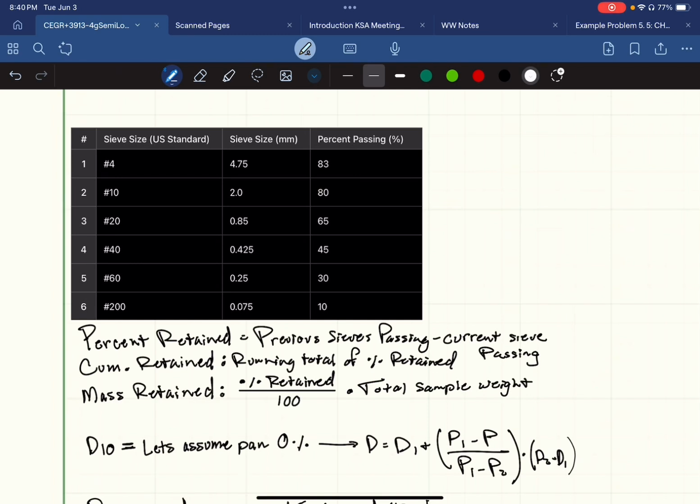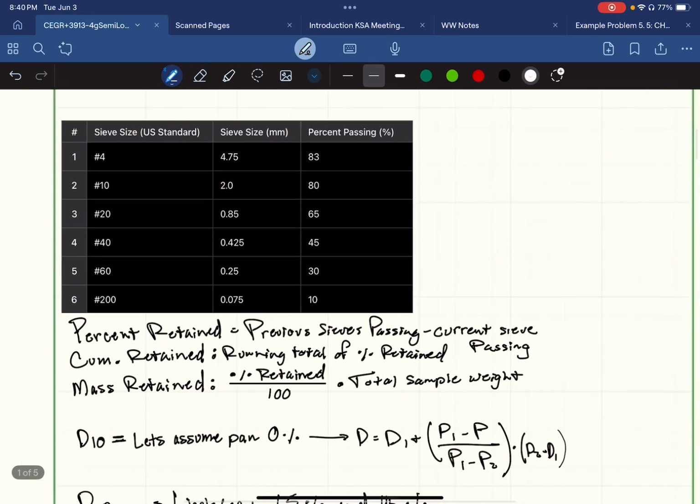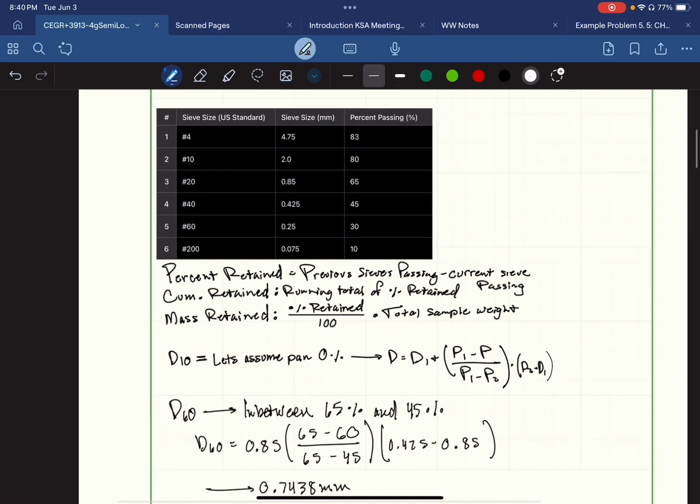I also want to mention that we obtained the particle size data by performing sieve analysis as per AASHTO T88 or ASTM D422. That's how you're going to get it in the lab.